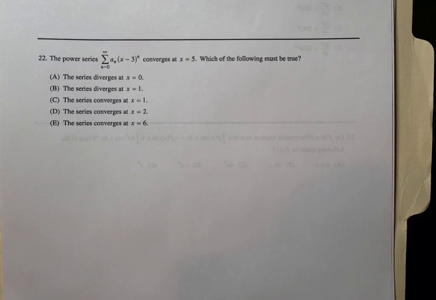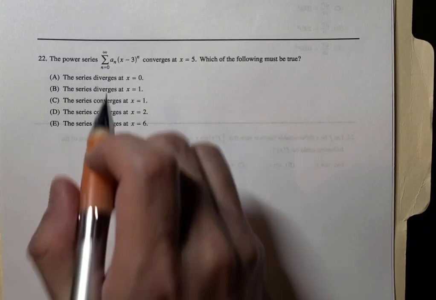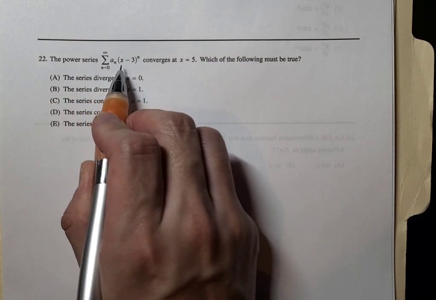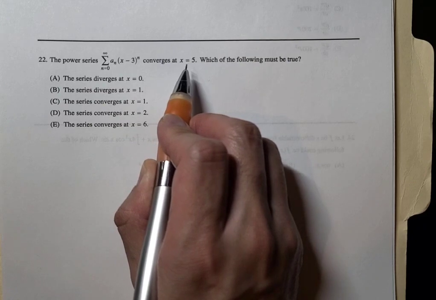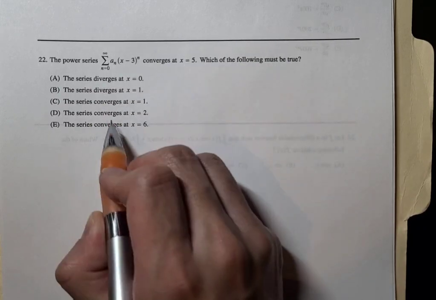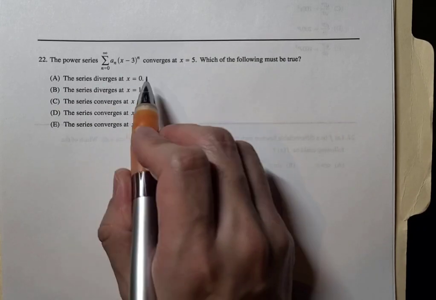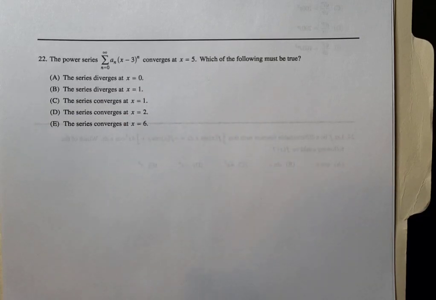The power series, the summation n goes from 0 to infinity, a sub n, x minus 3 to the n power, converges at x is 5. Which of the following must be true? It asks us if it converges or diverges at different points. So we have to remember that for a power series, there's a radius of convergence.